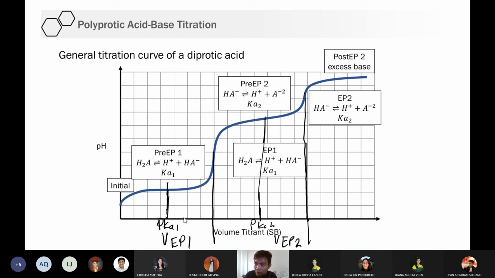Halfway sa endpoint yung pKa value. So, ito yung pKa1 kasi ito yung first dissociation. pKa2 kasi ito yung second dissociation. Okay? Sana na-integrate nyo yung mga sinabi ko kanina. No? Pinagsasama-sama lang natin yung concept. Okay?